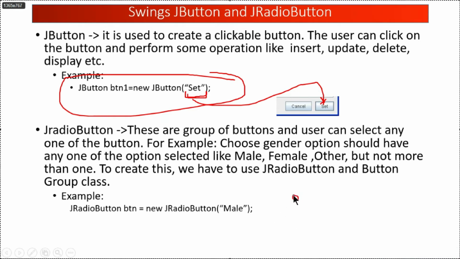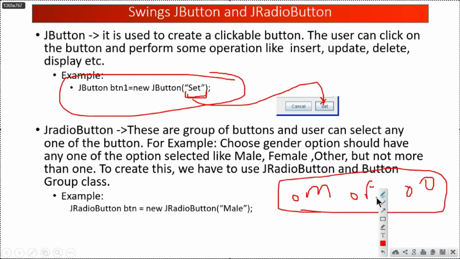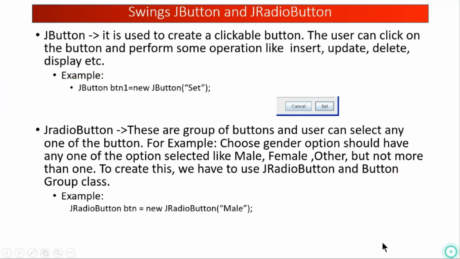JRadioButton is useful. Sometimes you may need to pick any one of the options like gender: male, female, and others. From these options you may want to select only one option. To create this radio button, you can use this JRadioButton class, but the JRadioButton class alone will not work. You have to use the ButtonGroup class as well. Okay, so let me show you that.